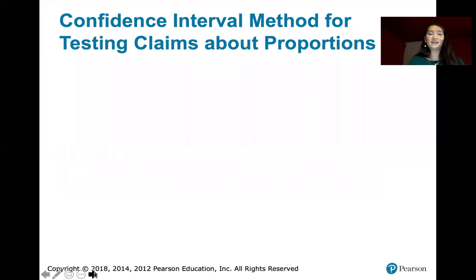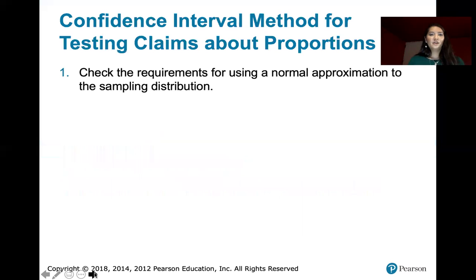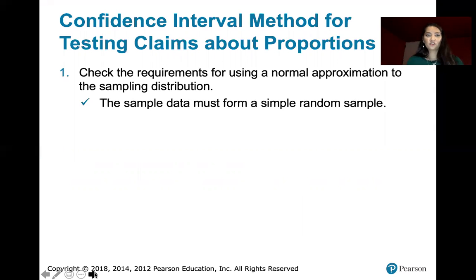So here's an outline of how that method works. We can use the confidence interval method provided that the requirements for using a normal approximation to the sampling distribution are met. So here's our first requirement. The sample data must form a simple random sample.